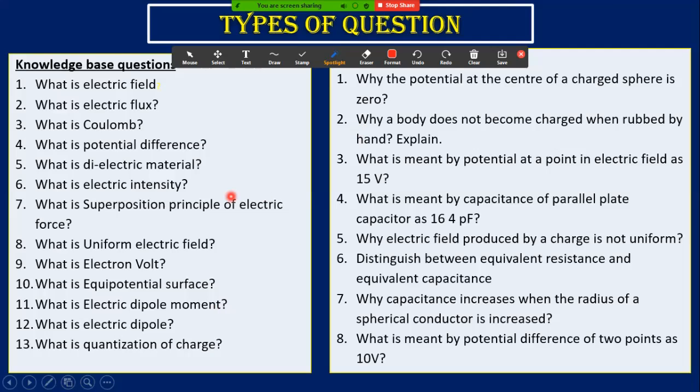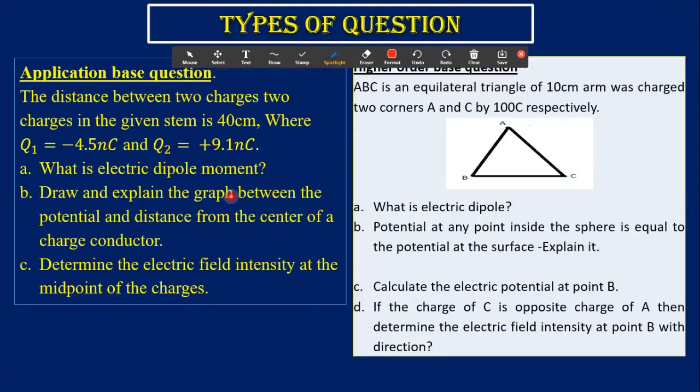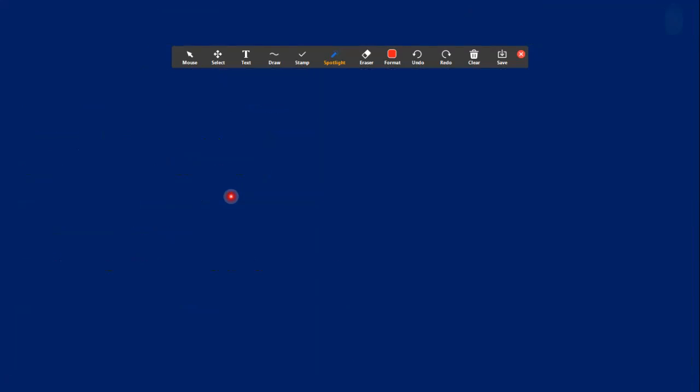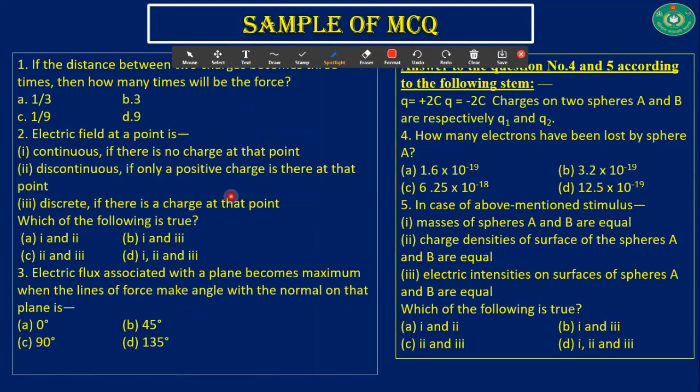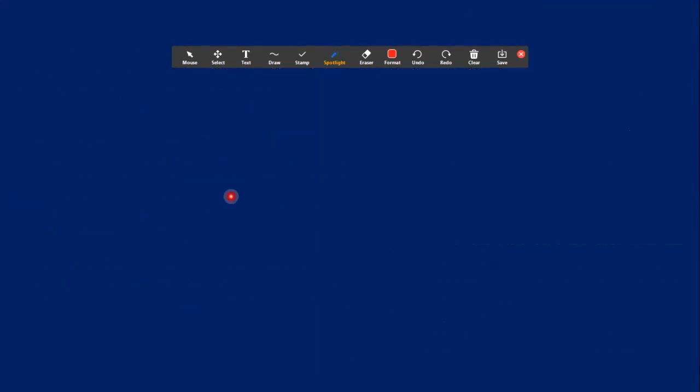Yes, my dear boys, I have inserted here some questions on the basis of my today's discussion. Let's see the knowledge-based and comprehension-based questions. This is an example of application-based questions and higher order level questions. There are some samples of MCQ. Try your level best to find the answers to these MCQ questions.